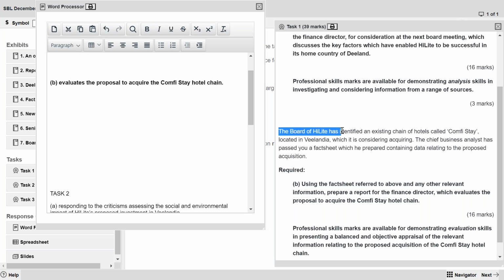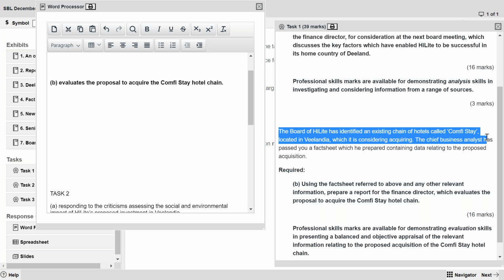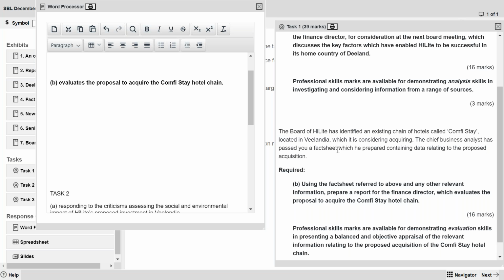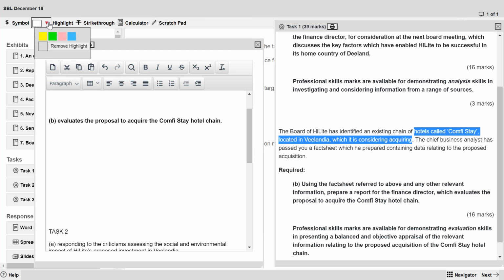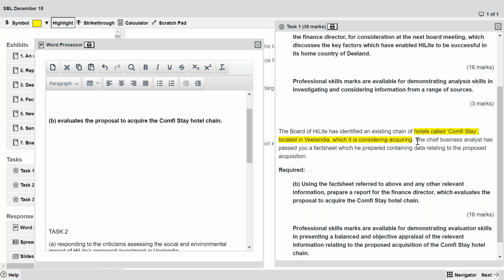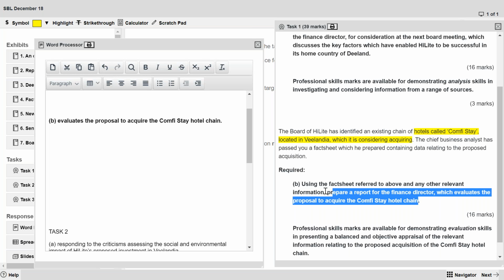The Board of Highlight has identified an existing chain of hotels called Comfy Stay located in Villandia, which it is considering acquiring. So I think this is good information. It tells me the name of the hotel and the location. So I will just go select my highlighter. The chief business analyst has passed you a fact sheet which he prepared containing data relating to the proposed acquisition. Required: using the fact sheet referred to above and any other relevant information, prepare a report for the finance director. So what's the format? We need a report. Who should it be addressed to? The finance director, and which evaluates the proposal to acquire the Comfy Stay hotel chain.